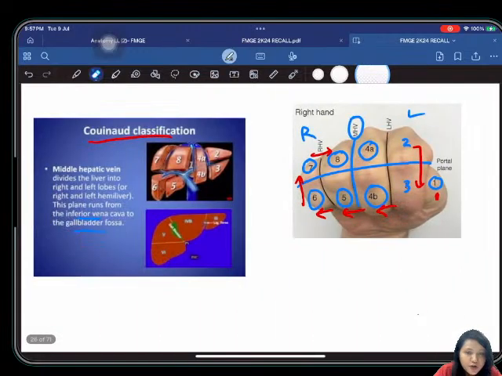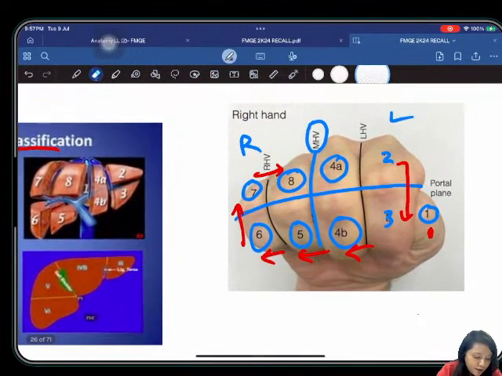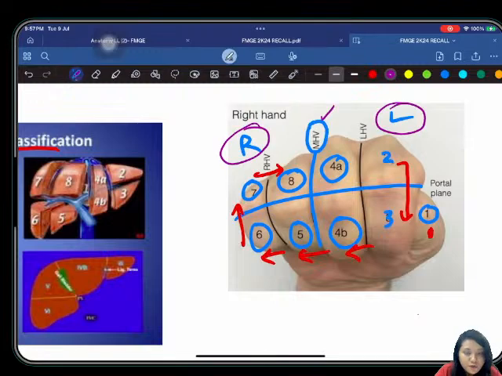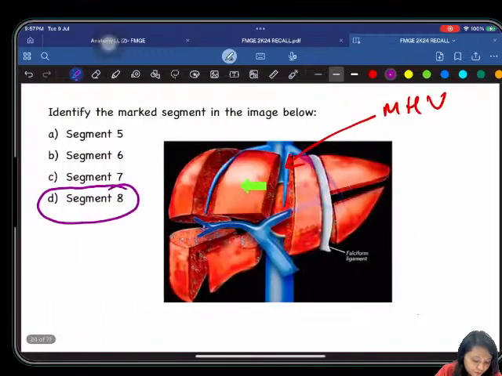Then they ask you about the caudate segment, very, very important about the caudate segment. So this is the way you have to remember: the middle hepatic vein divides the whole liver into the right and the left hemiliver. So this time the question came on segment 8. Okay, so this was segment 8.